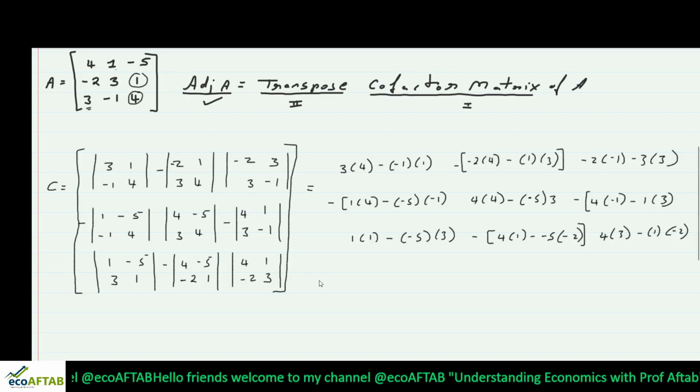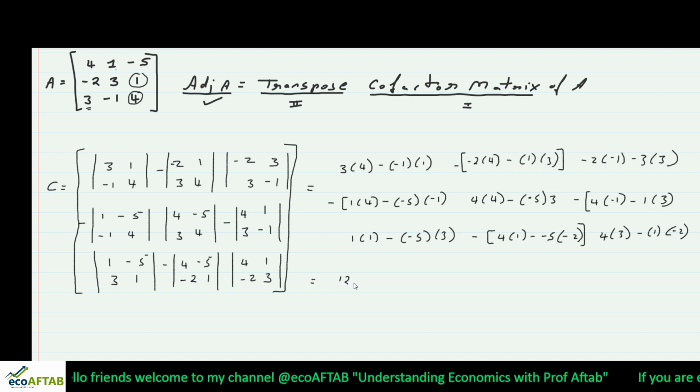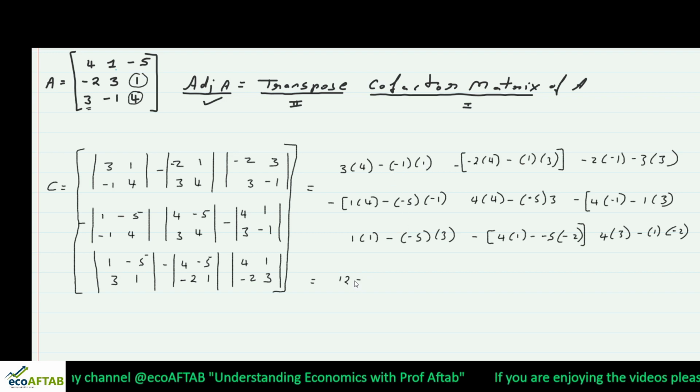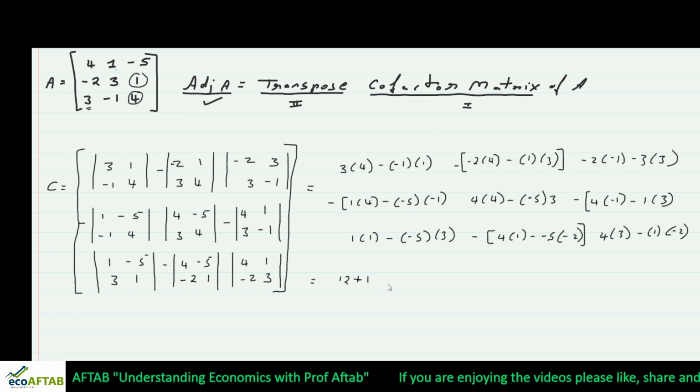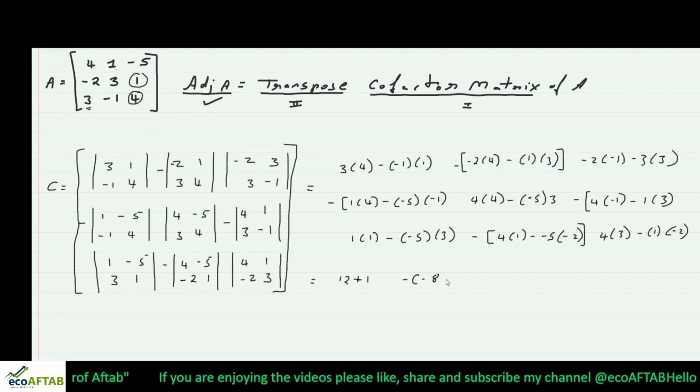So the moment we solve it, what we are going to get is this will be equal to 3 into 4, 12, minus 1 into 1 minus 1, minus into minus plus, so this becomes plus 1, and here minus is outside. Minus 2 into 4 is minus 8, minus 1 into 3, this is minus 3.